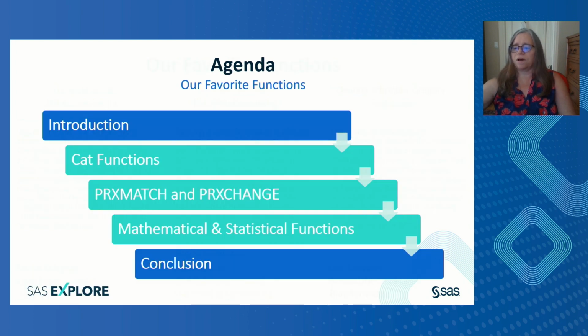We are going to cover three exciting groups of functions today. Those perfectly fabulous feline CAT functions, which I will cover, PRXMATCH and PRXCHANGE, which Rich Ann will cover, the perfect functions for pattern matching, and those stalwart mainstay functions we all know and love, dealing with mathematics and statistics, which Dee Dee will cover. We hope not only to demonstrate our affinity for these chosen topics, but to inspire you to make our favorite functions your favorite functions.